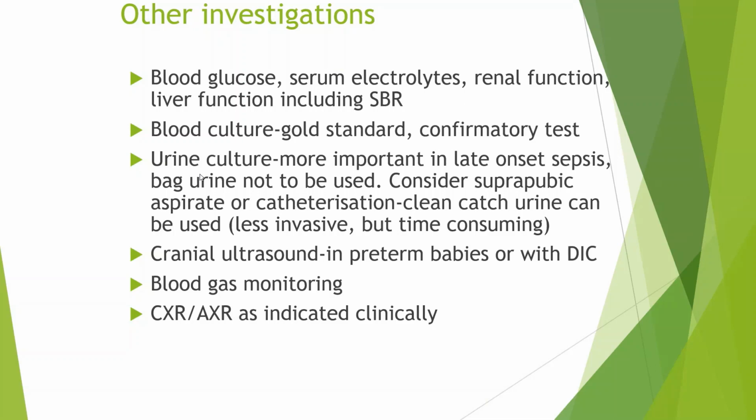Urine culture is more important in late onset sepsis. It's also considered in prolonged jaundice, where especially there is failure to thrive or irritability. A bag urine should not be used, and consider suprapubic aspiration or catheterization. Clean catch can be used, but it is time consuming. It's not as accurate as suprapubic or catheterized samples.